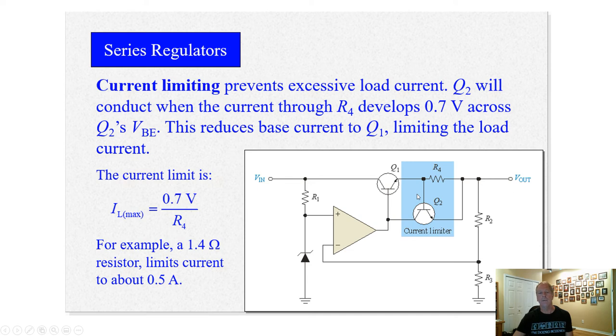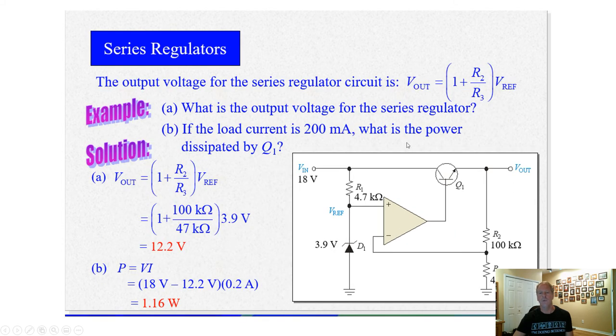Let me go back to this slide, which is a little example with some numbers. The output voltage of the series circuit: Vout is (1 + R2/R3) Vref. That is your standard non-inverting op-amp formula, right? R2 over R3 plus 1, same thing. And it's going to multiply this input voltage, which is Vref. The Vref is 3.9 volts. So the Vout is going to be 1 plus 100K over 47K, that's what these resistors are, times 3.9 volts, which is 12.2 volts. That's what the output's going to be all the time.